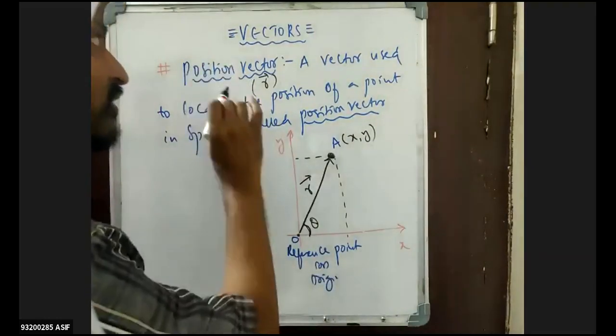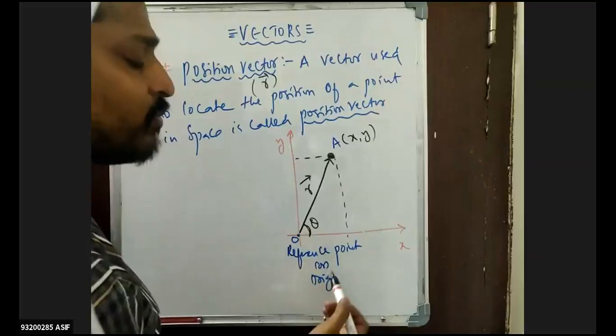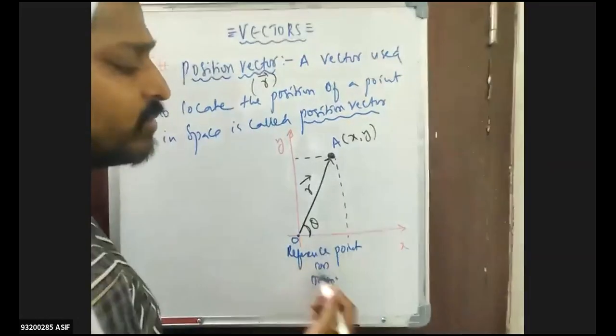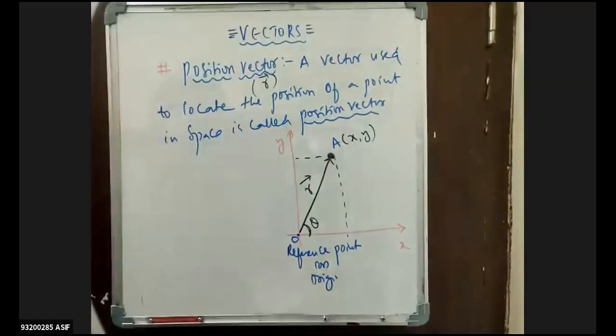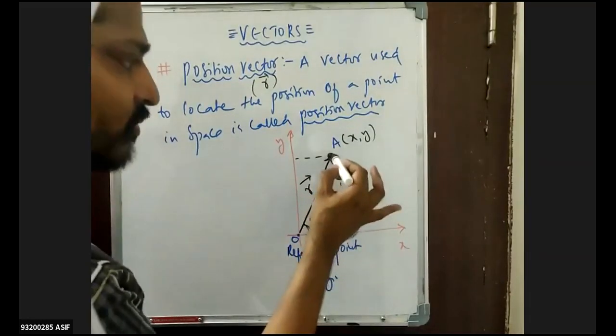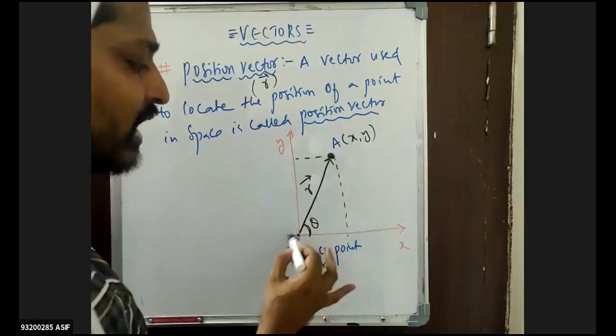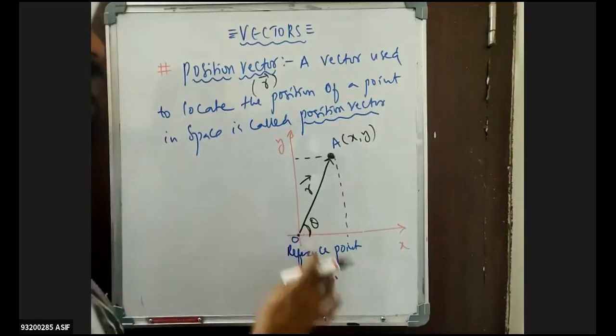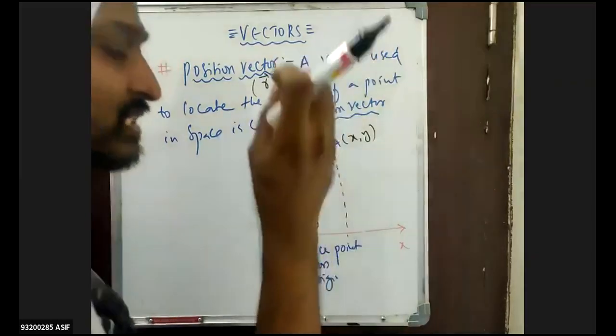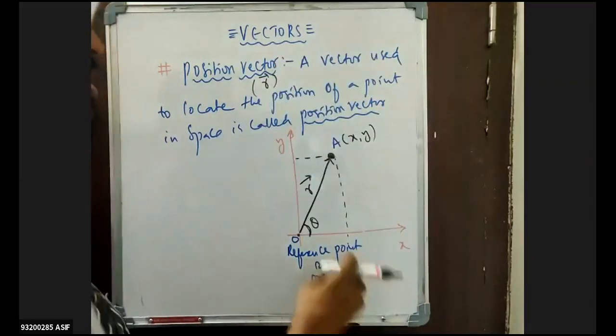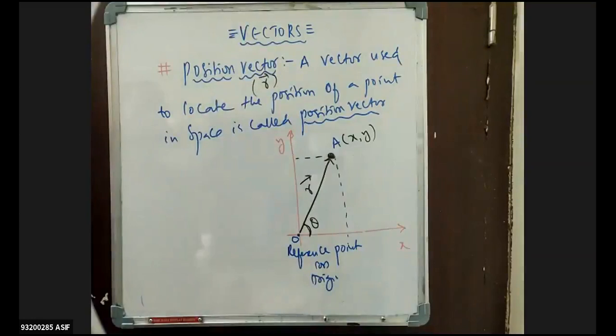So for defining the position vector, a reference point is a must. Without a reference point, I can't tell where the point A is in space. So to tell the position of point A in space, I should always know the reference. That means to define the position vector, a reference point or origin is a must. Without it, you cannot define the position vector.